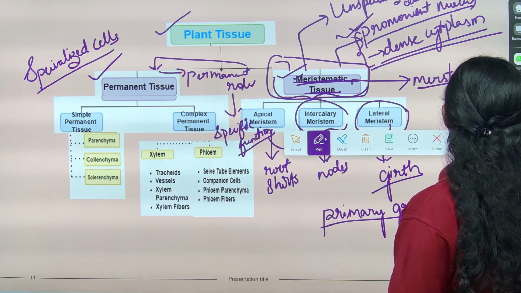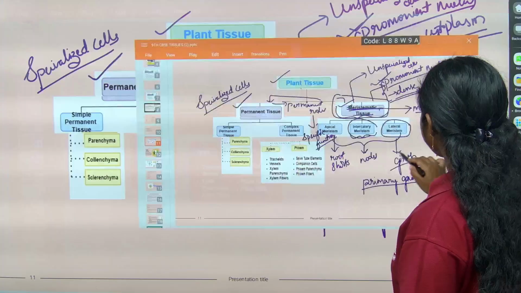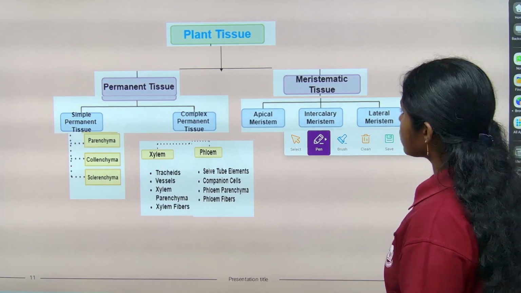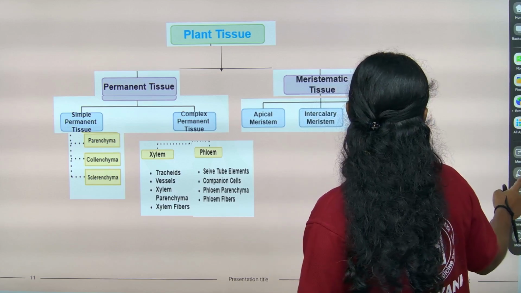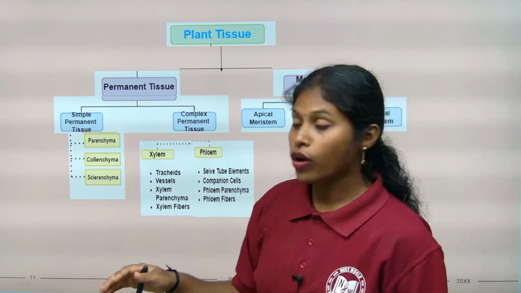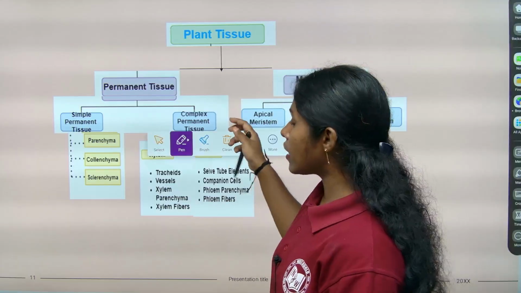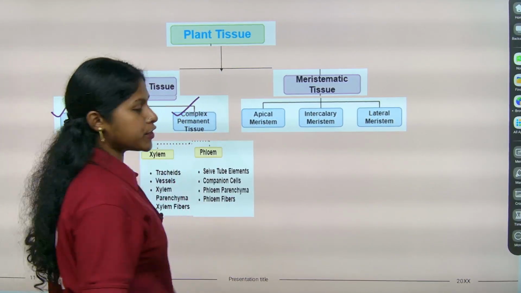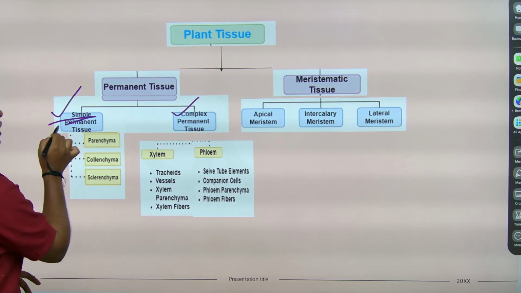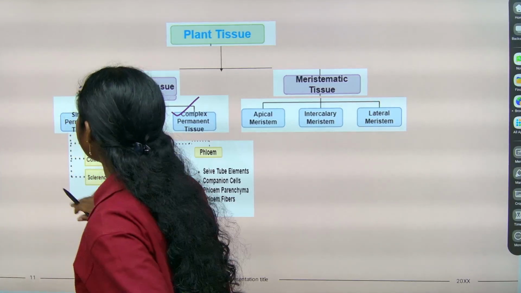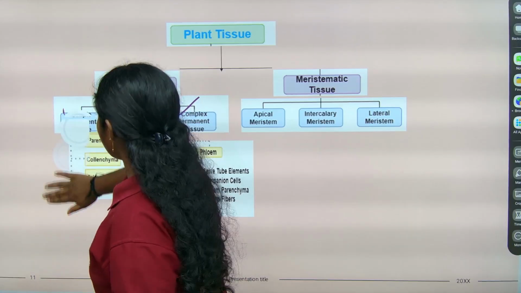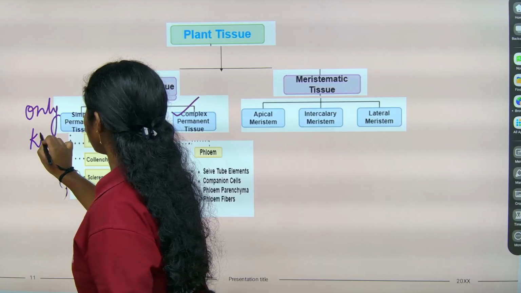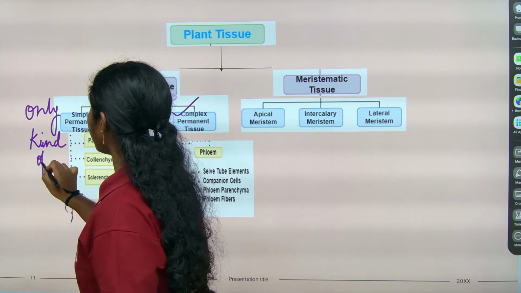So now we have discussed the permanent tissues also, and in that there are how many types, children? There are two types: simple permanent tissue and complex permanent tissue, right? Simple permanent tissues are made up of only one kind of cells.